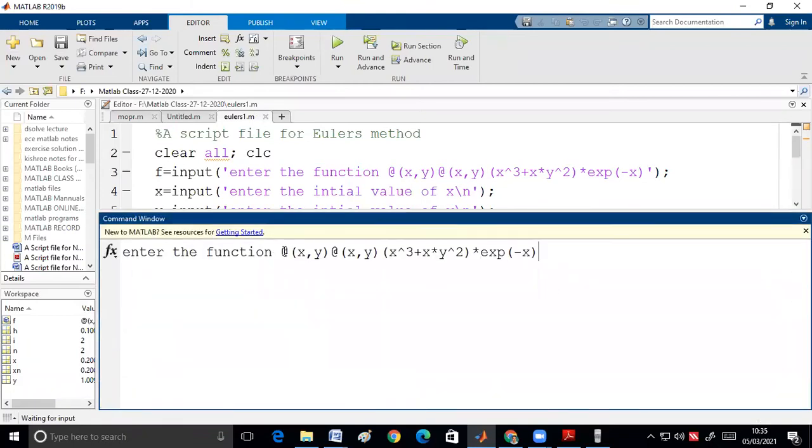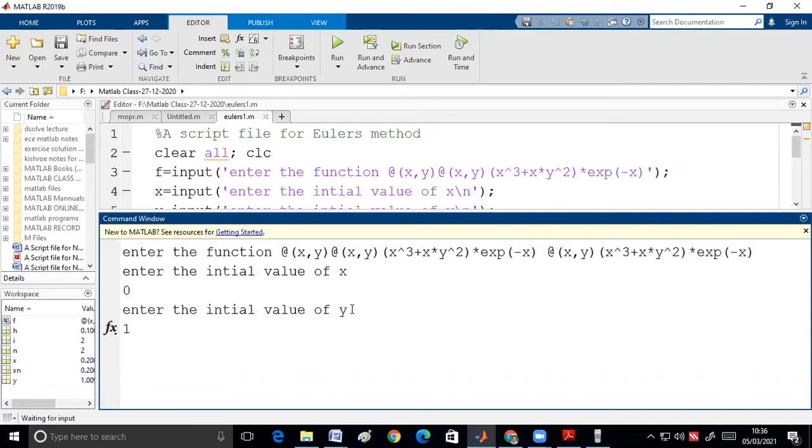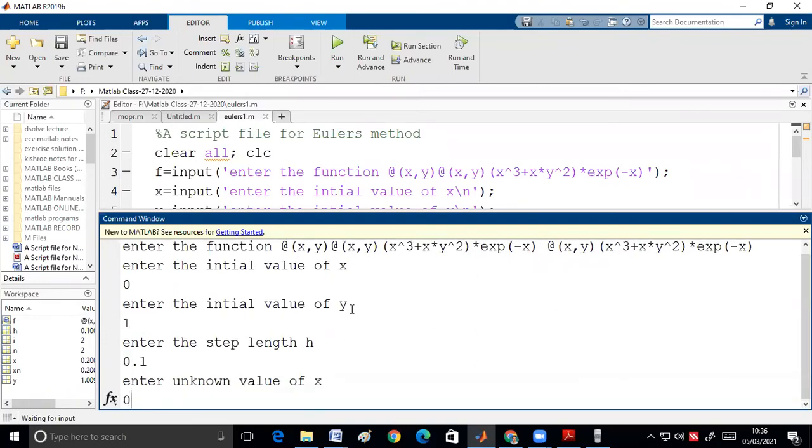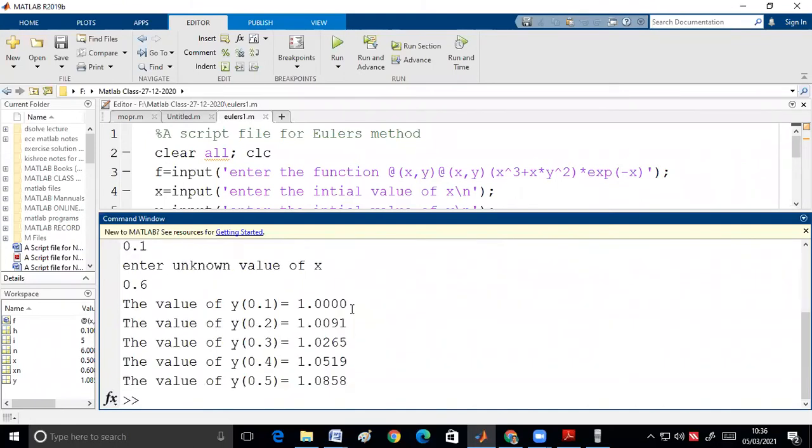Before typing this one, I will write the program and the equation. Then the initial value is 0, the y value is 1, step length is 0.1, final value is 0.6. Now I will change the value to 0.6. We can repeat the same procedure six times up to find 0.5 also: 0.1, 0.2, 0.3, 0.4, 0.5, 0.6. Easily we can find the value. Do you understand?